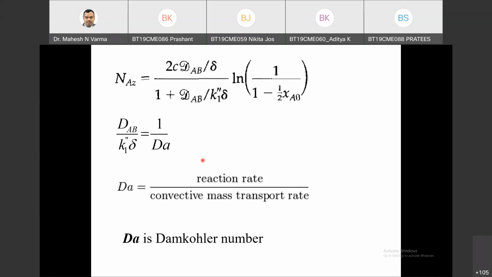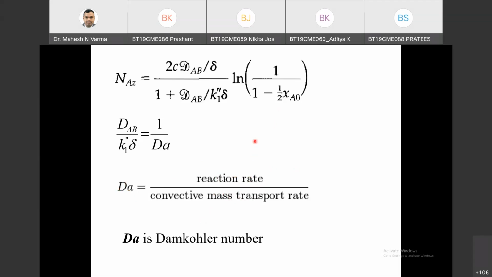Reaction rate is not controlling. Da is large means the reaction rate is fast, so it will be controlled by mass transfer. If Da is small, it means mass transfer is large and it will be controlled by reaction rate. Is it okay? Yes, sir. Okay, so this is the Damkohler number. Now this is clear, so we can get case number 1 from case number 2.